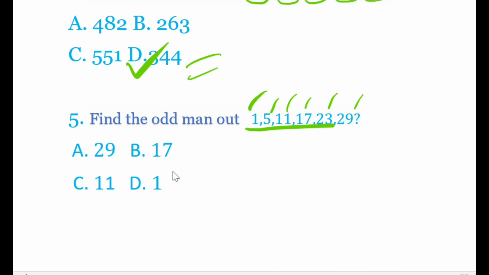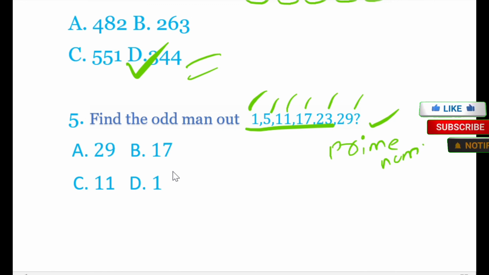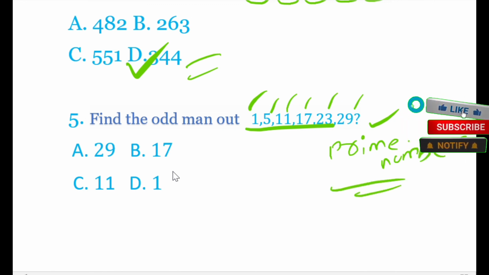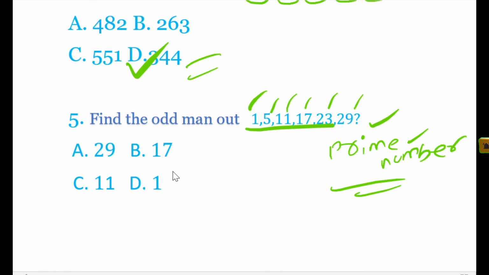So the logic here is that 5, 11, 17, 23, 29 are prime numbers. You know what prime numbers are, right? A prime number is divisible only by itself and one. Whereas one is not a prime number, and it is not a composite number either. So the answer is going to be 1. This is the simple logic.